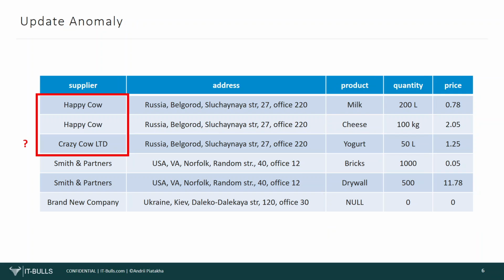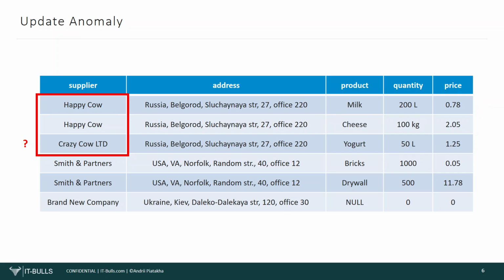Another type of anomaly is update anomaly. Imagine that we decided to update a supplier name. Probably because of company reorganization, they decided to change their public name. And now we need to execute a query to update all tuples where we used the supplier's name. And we have really a lot of records where we need to update the supplier's name.